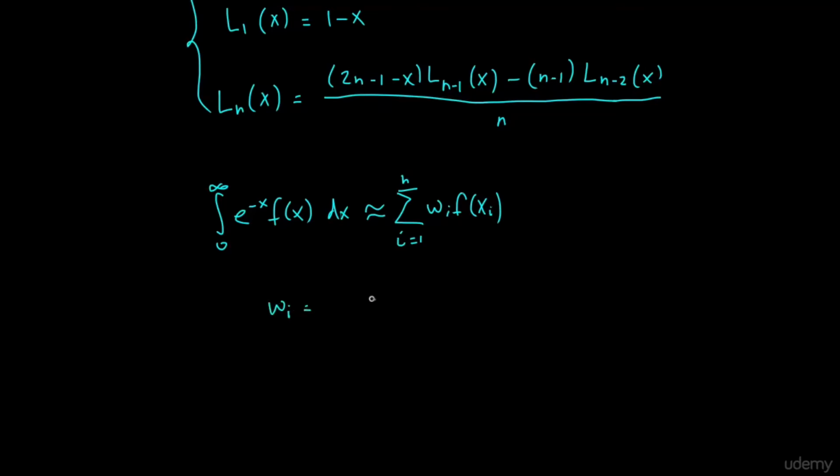So w at i is defined once again as a fraction. It's got x_i on top, and on the bottom it has n plus 1 squared multiplied by the Laguerre polynomial at x_i squared. So the Laguerre polynomial at n plus 1, note, of x_i squared, like so.